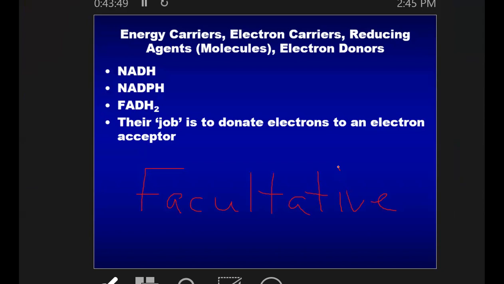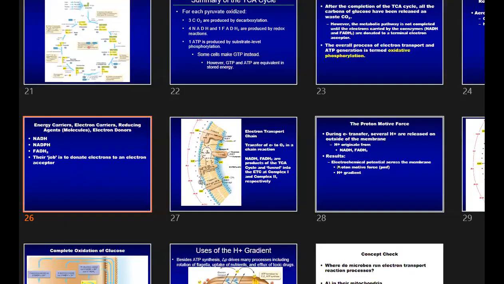I would love to be a facultative microbe. If I had to be one, I'd pick facultative, because then you can just go, all right, I don't have oxygen, I'll pick something else besides oxygen that's in my environment. So we'll talk more about that as we get into different physiological pathways.